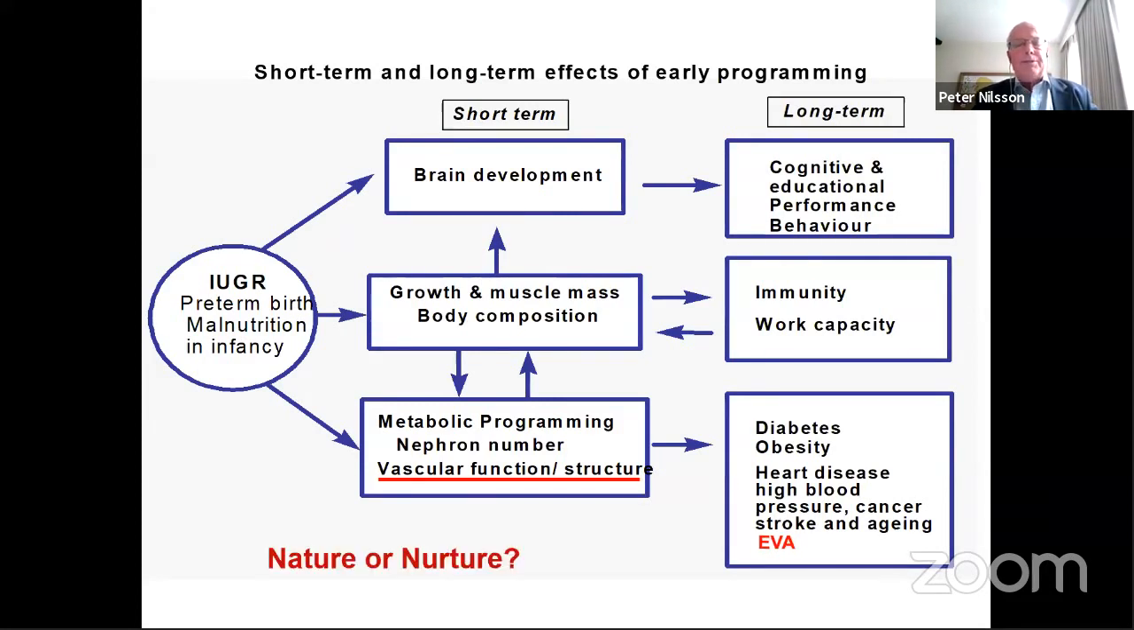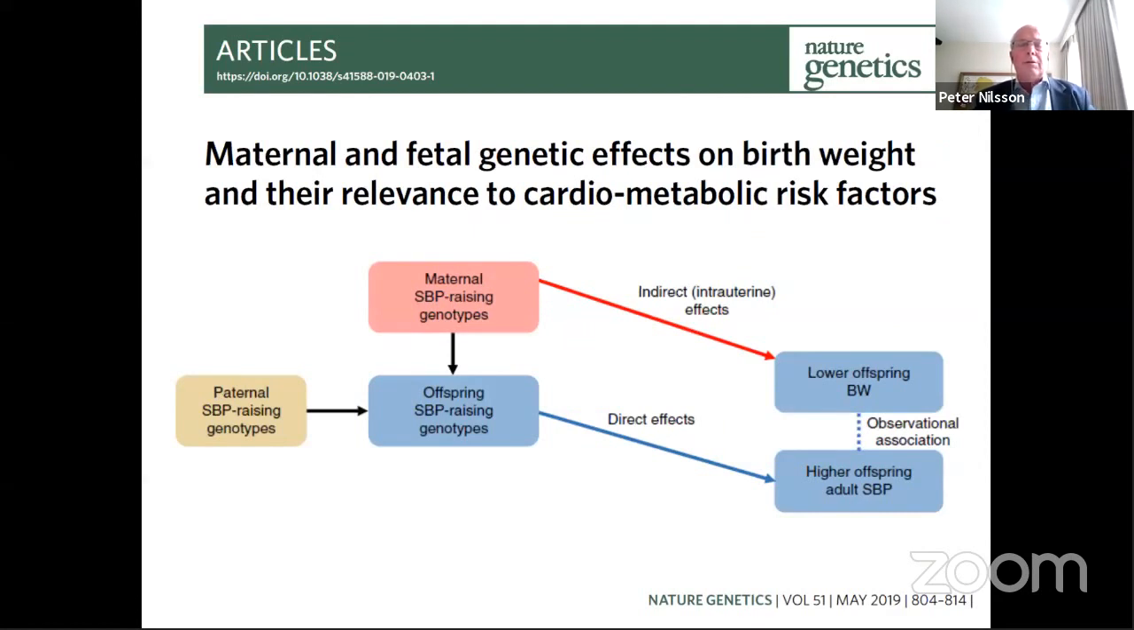But is this an influence of nature or nurture? This is a very important scientific question, because there are researchers believing that genetics could explain most of it. They argue that maternal genes for hypertension will increase the risk of hypertension in their offspring, but also, as a side effect, will lower the birth weight of the offspring.